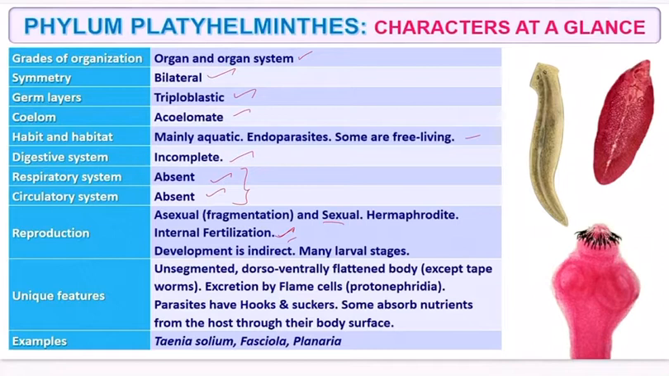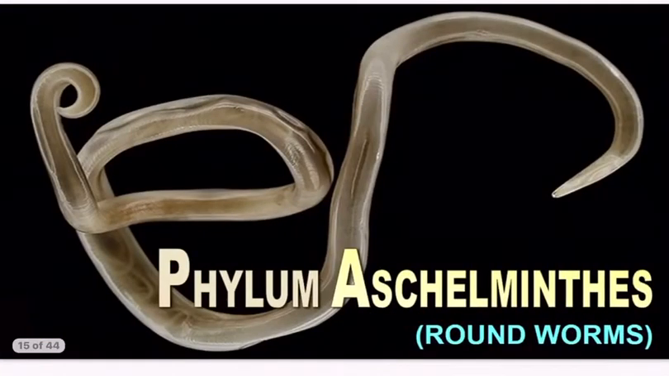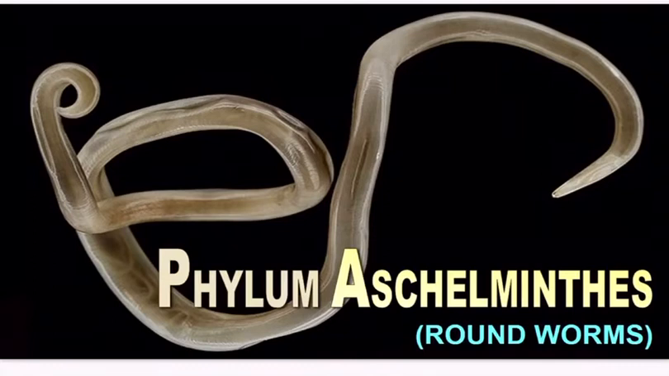These are the two negative points. And reproduction is both asexual and sexual. Internal fertilization, it's a good sign of evolution, but development is indirect. Many larval stages are there. So the unsegmented, dorso-ventrally flattened body except in tapeworms, and excretion is by flame cells. So this is again a clue that excretion is going to develop in future. There is a separate system, excretory system is going to start. And the parasites have hooks and suckers.